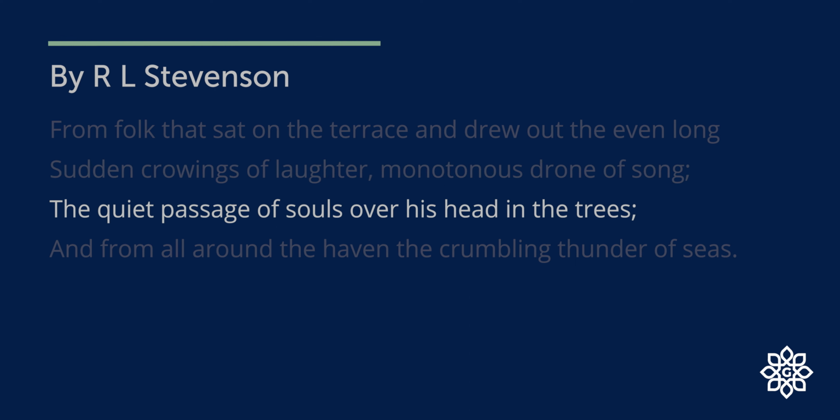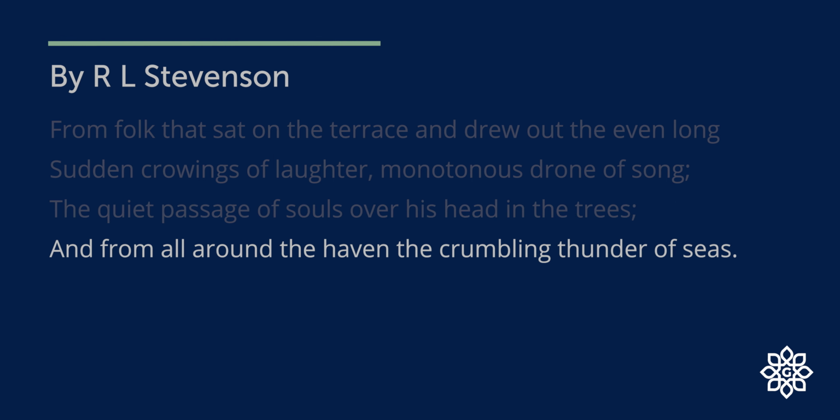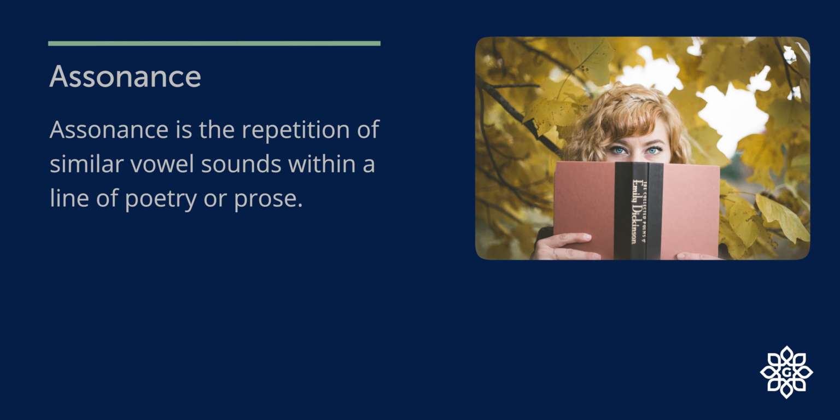Now, the third line, "the quiet passage of souls over his head in the trees." Here, the pronunciation of the vowel sound O in souls and over is the same. So these two are the assonance words in this line. Now, the fourth line, "and from all around the heaven, the crumbling thunder of seas." Here, the pronunciation of the vowel sound U in crumbling and thunder is the same. So these two are assonance words in this line. So this is about the literary device assonance.